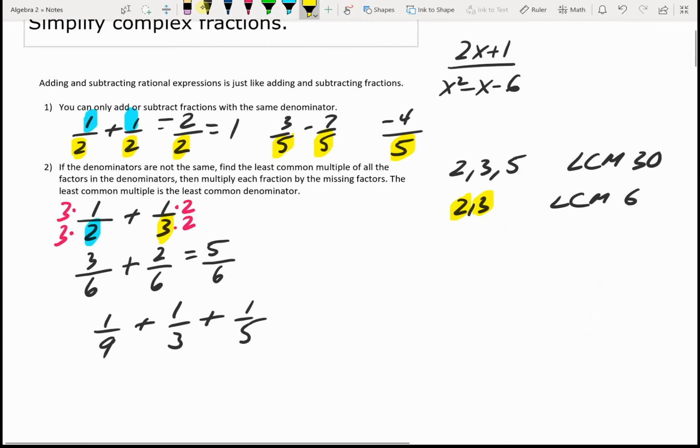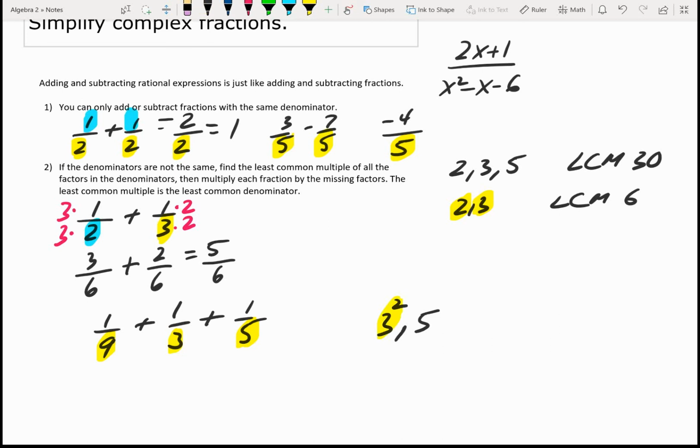Here I have 9, 3, and 5. Well, 9 I can represent as 3 squared, because 3 times 3 is 9. My least common multiple here has to include all the powers of the prime factors. So I have 9, which is 3 squared, and I also have 5. So 3 squared and 5 will comprise my least common multiple. Why did I not include 3, though? Well, because 3 is already in 3 squared.